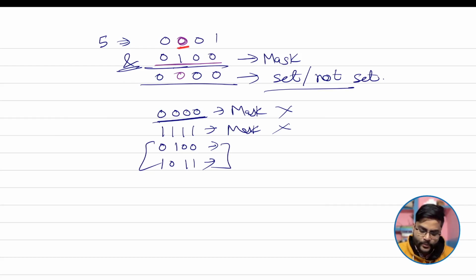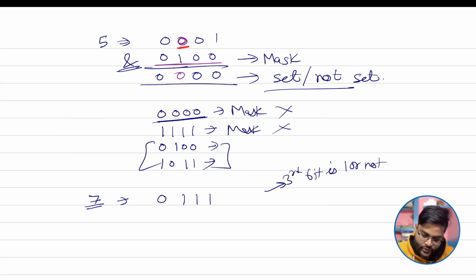Okay, let's take some more example. Let's say if I take 7. Okay, 7 will be 0 triple 1, and I want to find whether third bit is 1 or not. Okay, so what I can do, this is my first bit, this is second bit, this is third bit, this is fourth bit. Okay, so I will take 1 here and all zeros.